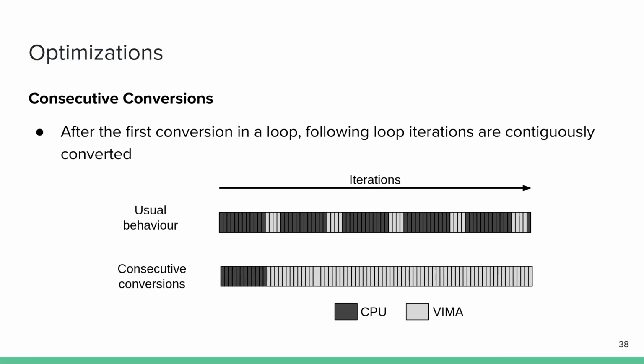The first optimization consists of, after the first loop conversion, all the following loop iterations are contiguously converted into new Vima instructions. And this conversion is made without having to execute all the identification and analysis steps.